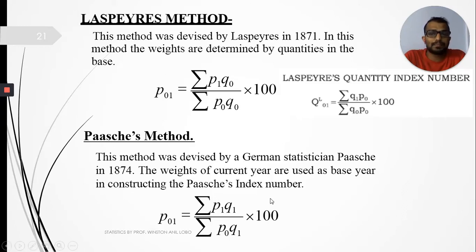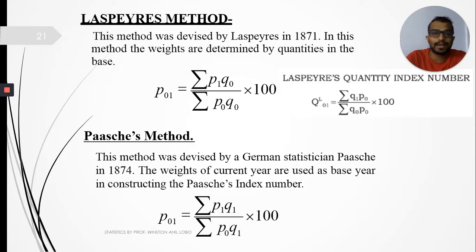Same way, students, Paasche's method. I have given you the price index number formula already: P01 equals summation P1Q1 by summation P0Q1 into 100. Can you tell me what is Paasche's quantity index number formula? Think, students. Quantity index.